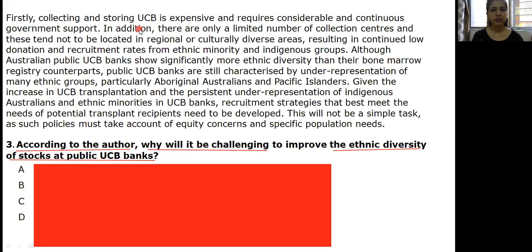In addition, so when the word in addition comes, it means it is a new challenge that the writer is talking about. So this sentence and the rest of the paragraph has no connection whatsoever. This is a separate problem that public banks face. Now, the question is not asking you anything about the financial support or the expense. It's asking specifically about the ethnic diversity of stocks. So ethnic diversity means you need the umbilical cord blood donation from different cultural groups, right? And that's what is mentioned here.